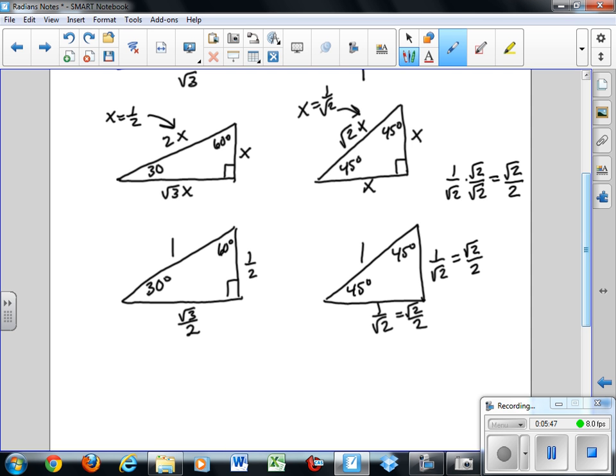Now, I'm going to be able to use these triangles then to find trig values. So we're going to talk about that in the next video.